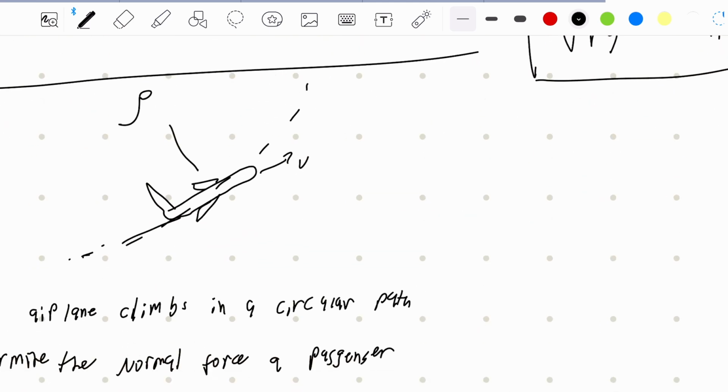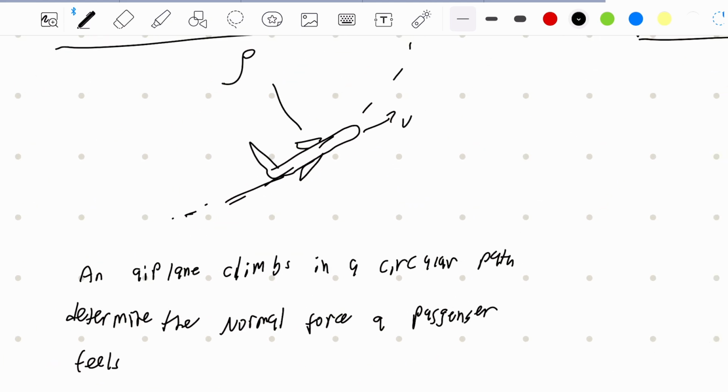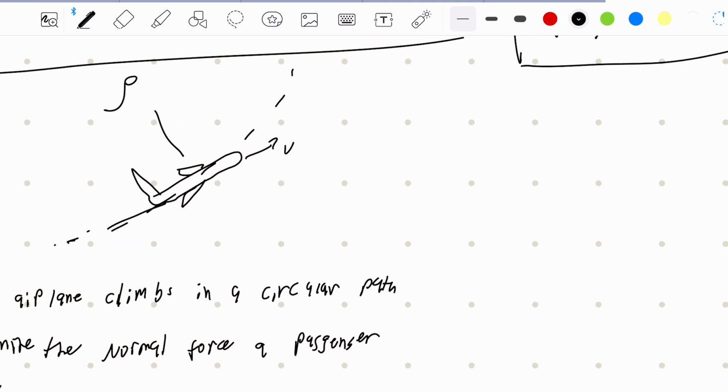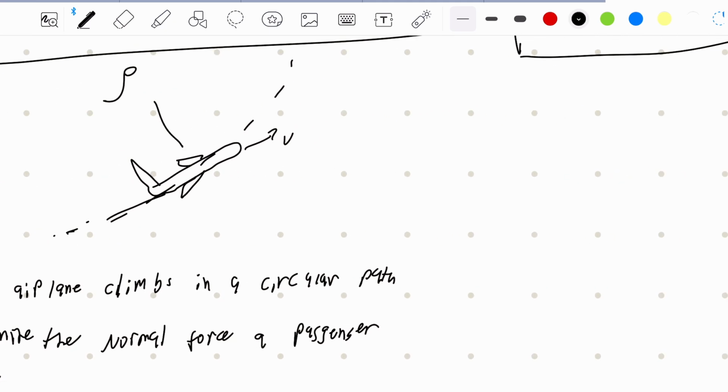Let's talk about this airplane. So we have an airplane here that's climbing in a circular path. We want to find the normal force the passenger feels, and we're given some velocity and some rho, the radius of curvature. So let's define again our coordinate axis system. Remember, we always need something pointing in the same direction as the center of the circle and something pointing tangential to that, because we're essentially adopting the n-t-b coordinate system. And we'll go ahead and write our free body diagram.